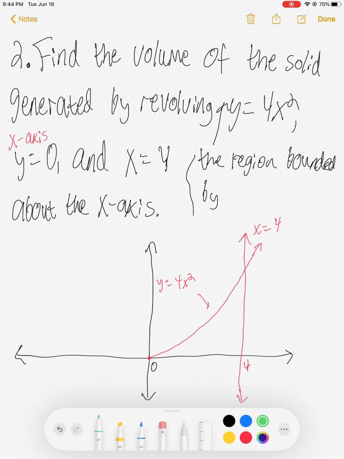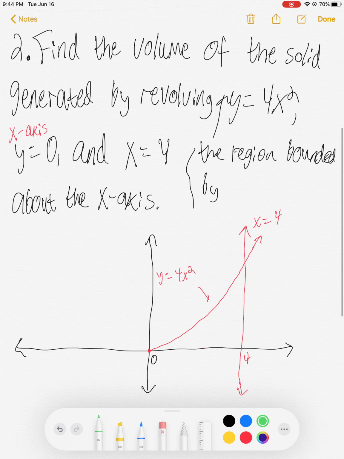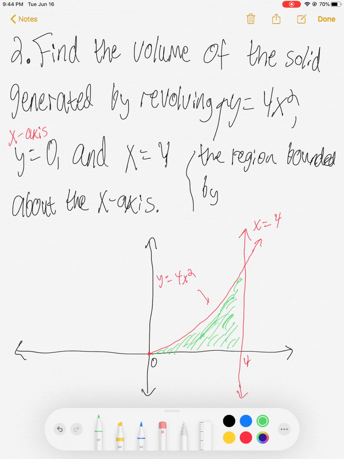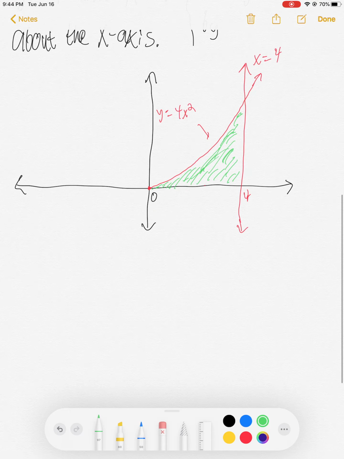So the area bounded by these regions, oh, my phone just went off. The area bounded by the region y equals 4x squared, y equals 0, and x equals 4 is going to be this green region here, right? So this is the region which we are going to revolve about the x-axis. Now, I am not going to attempt to draw a picture of how that might look. But just imagine picking this thing up and revolving it around this x-axis.